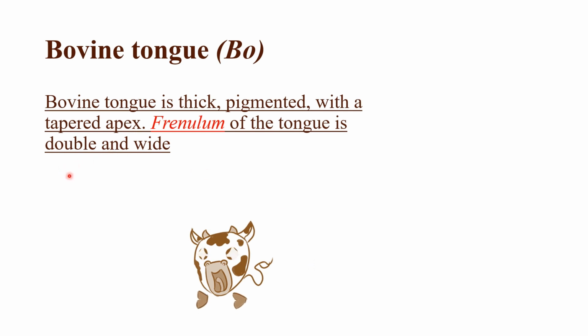So, a cow's tongue is rather thick. It's also pigmented with a tapered apex. Now, the frenulum of the tongue is double and wide. The double means that it's connected to the bottom of the mouth by two strings.